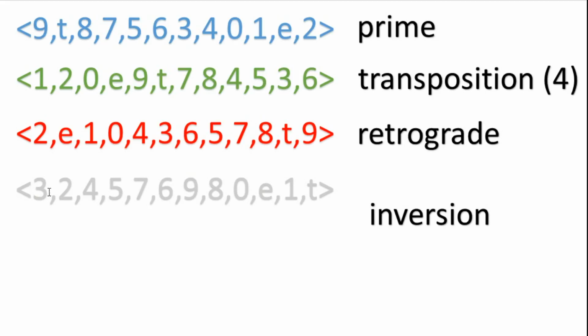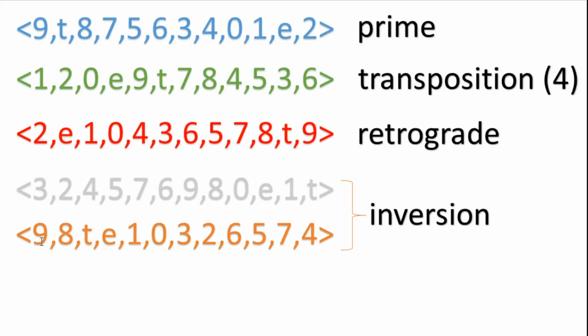Since our direct inversion starts on 3, we will need to transpose this entire direct inversion so that the first number is 9. I'm going to add 6 to 3 to get the first note to 9, and therefore add 6 to all the rest of them. The result is this: 9, 8, T, E, 1, 0, 3, 2, 6, 5, 7, 4. That row is an inversion to the prime form.